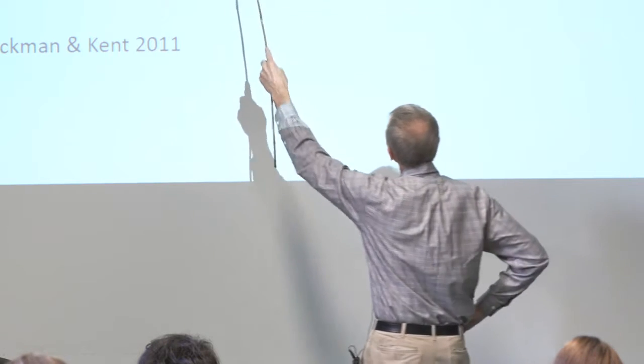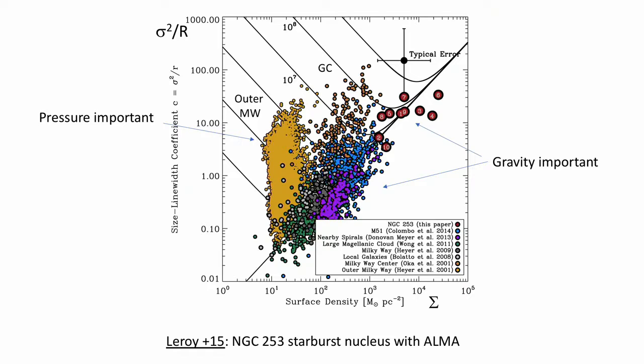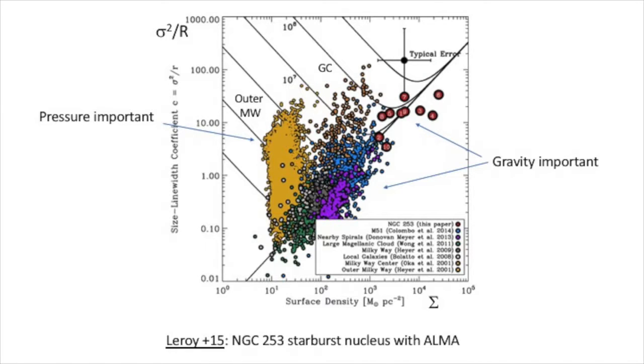If boundary pressure is important, you have to add that other term, and that ratio here is essentially the boundary pressure over the self-gravitational pressure of a gravitating object. When you add that, there's another track. Here's the pure gravity, here's the pressure boundary condition, and here's the distribution of clouds. These are the outer Milky Way clouds, pressure dominated. Center of the galaxy, other types of galaxies, local galaxies, large Magellanic clouds, and so on. So you have both. Some clouds are pressure bound, some clouds are bound by gravity.